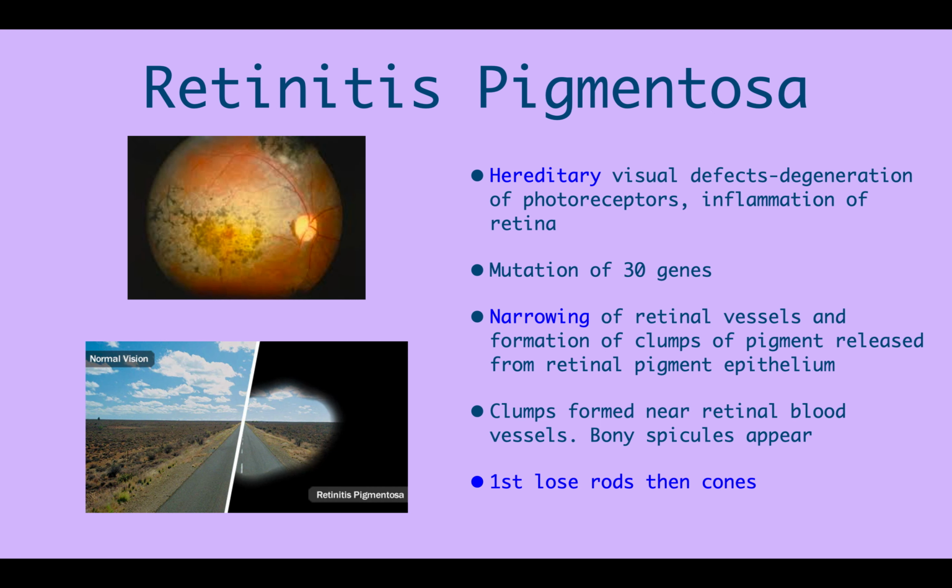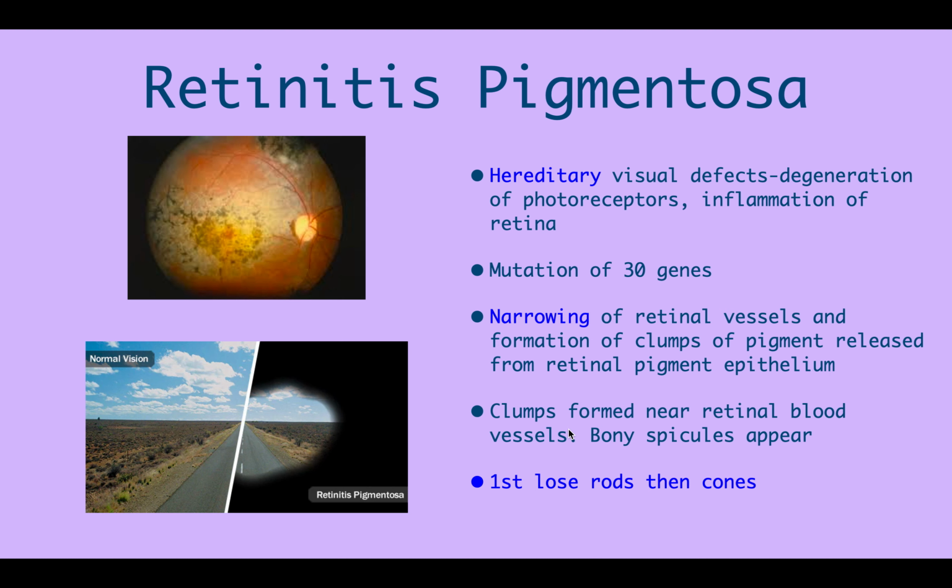Retinitis pigmentosa is a hereditary visual defect where there's a degeneration of the photoreceptors and inflammation of the retina. As you can see here, all these spots. This is the pigments. It's a mutation of about 30 genes, and all of that causes a narrowing of the retinal vessels and the formation of these clumps of pigment released from the retinal pigment epithelium. So remember, that's the outermost layer. The clumps are going to be formed near the retinal blood vessels, and then the bony spicules will form. So here we go. And then it's a degenerative process.